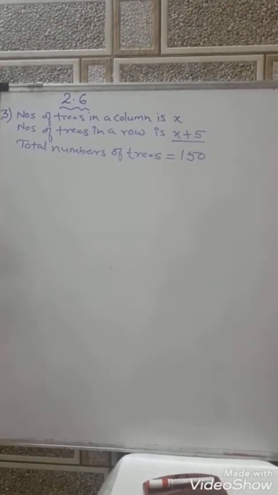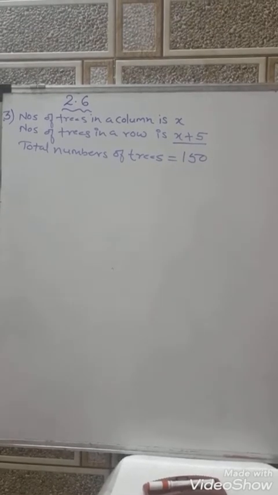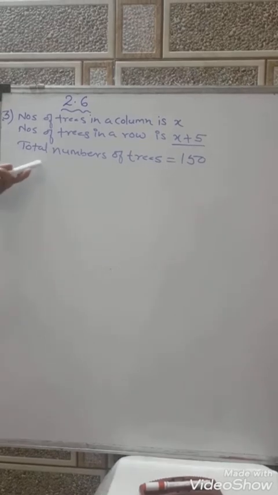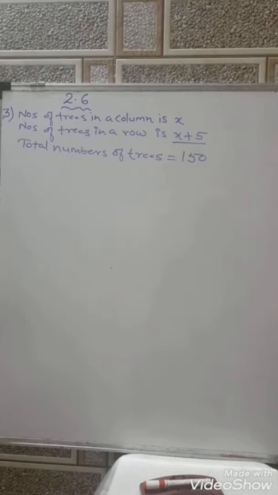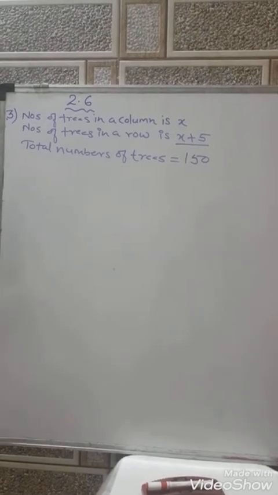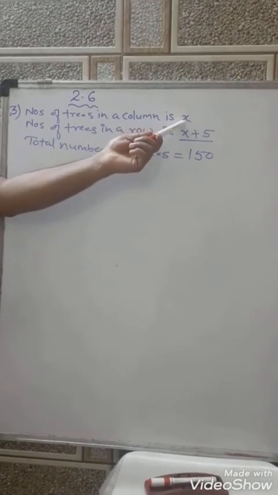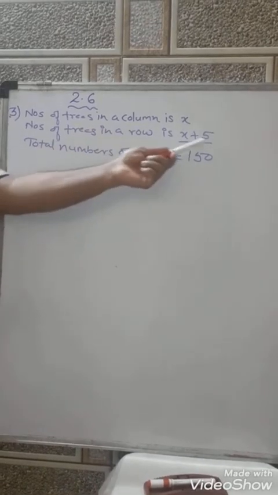Now the third one. In the orange garden of Mr. Madhusudan, there are 150 orange trees. So the total number of trees is 150. The number of trees in each row is 5 more than that in each column. So we consider the column as x, and the row is 5 more than the column, so that is x plus 5.